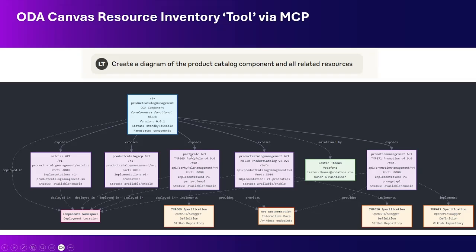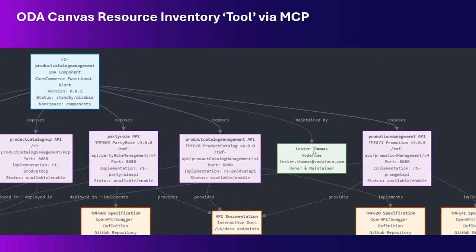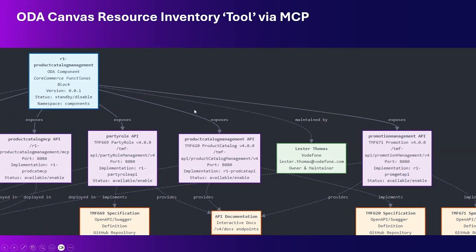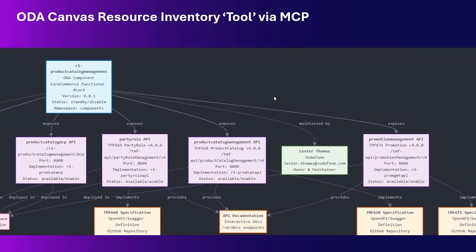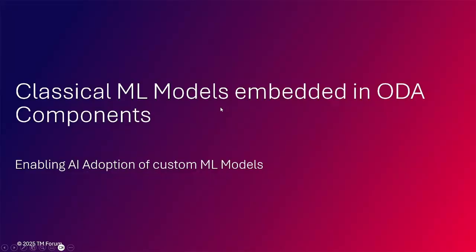It's even linking to say, this is the TMF specification that the API uses, and it has other details like who maintains this component and other things. And this was automatically generated just by using an AI agent with the ability to create diagrams by interrogating the Canvas using MCP.